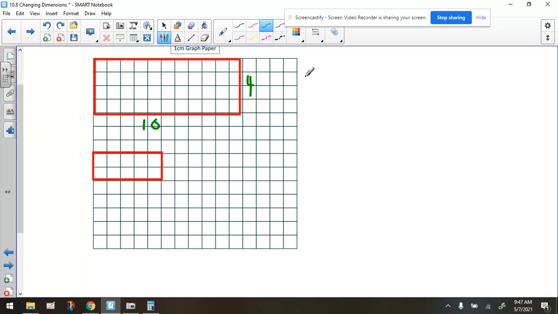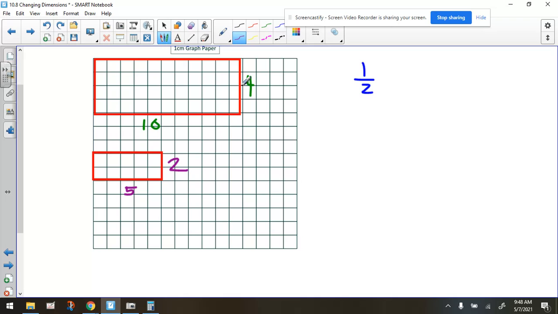And if we're going to take half the dimensions, we're going to reduce it by a half, right? So half of this would be 2. Half of this would be 5. So if we work in the other direction, taking a larger thing and changing the dimensions by cutting it in half, how is the area affected?